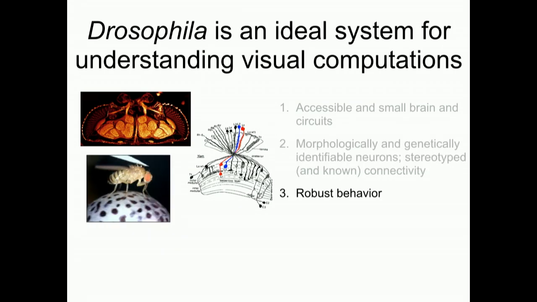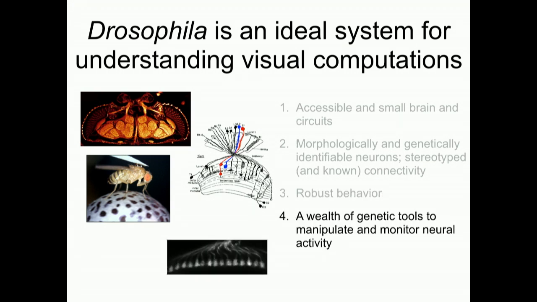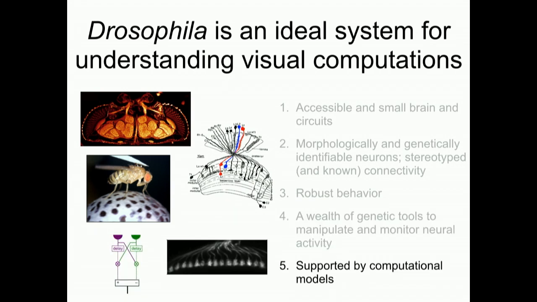There's robust behavior. So flies have behavioral responses to directional motion that are easy to measure. And then because it's in Drosophila, there's a lot of genetic tools that you can apply to trying to manipulate and measure from the circuit. And then last, there's a pretty long history in insect research and motion vision in particular of applying computational models to try to understand what's going on in the circuit and how it relates to behavior.